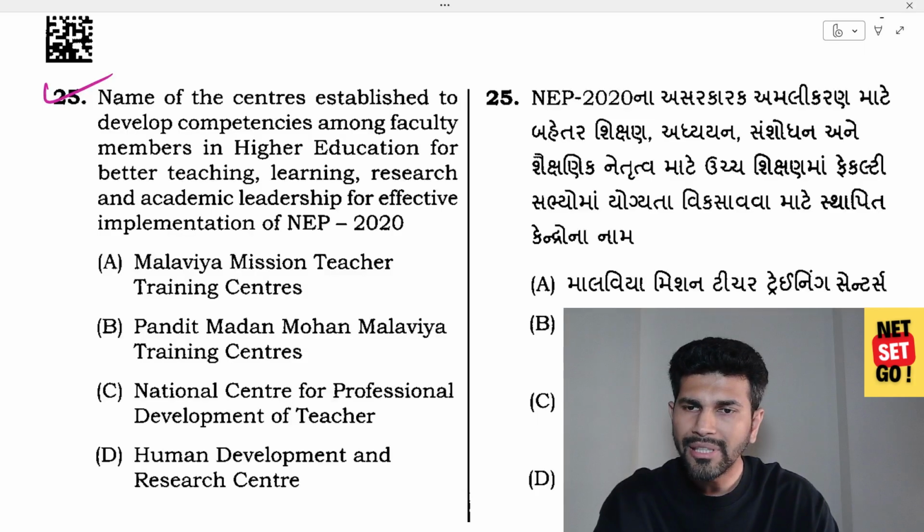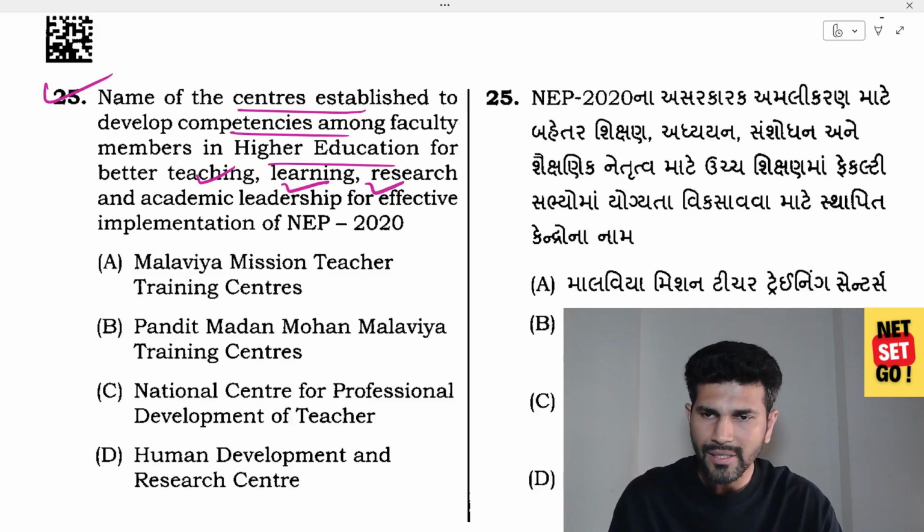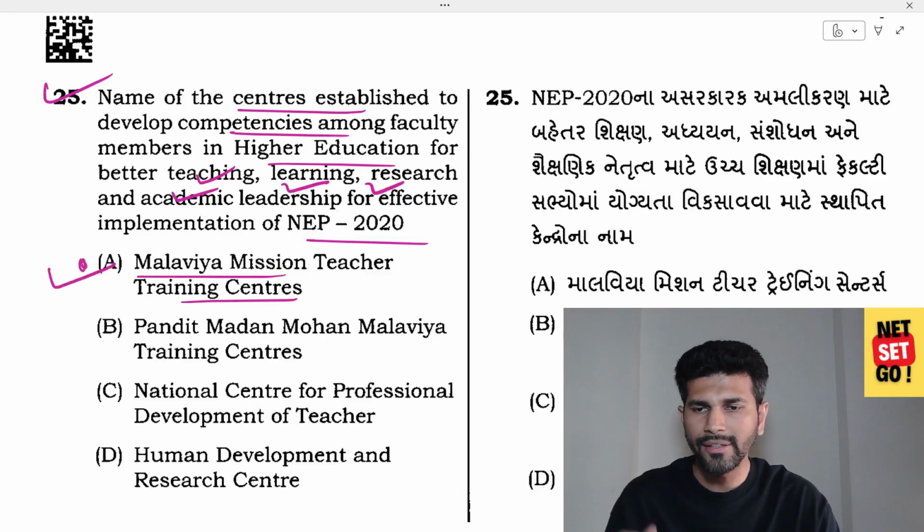Next, name the center established to develop competencies among faculty members in higher education for better teaching, learning, research and academic leadership for effective implementation of NEP 2020. Malviya Mission Teacher Training Center. Option A is correct answer.